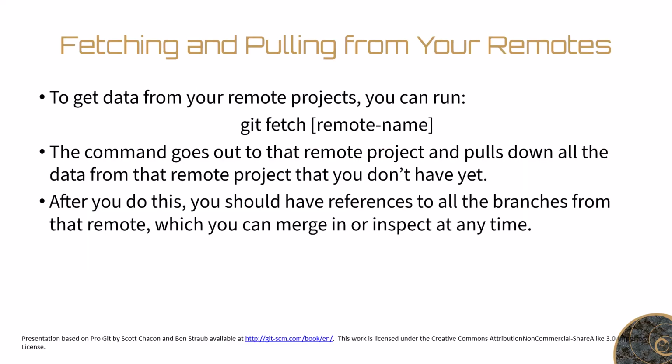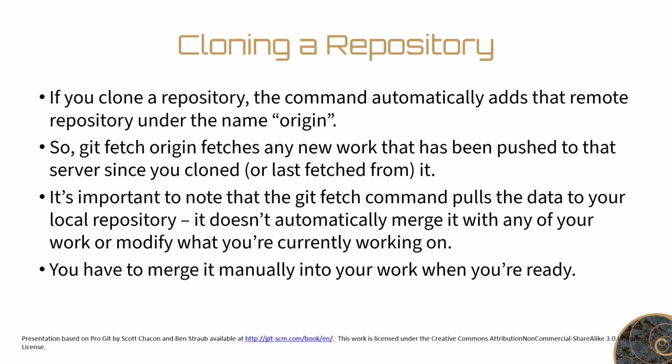So once you have a remote defined, then the next thing is fetching and pulling from those remotes. So the git fetch command goes out to the remote and pulls down all of the data that you don't have in your repo yet. So if there's any changes that have been pushed to that repository by somebody else, they'll bring them down. If you clone a repository, as we did when we got our repo from GitHub, that automatically adds the remote repository under the name origin. So that's why we had origin defined.